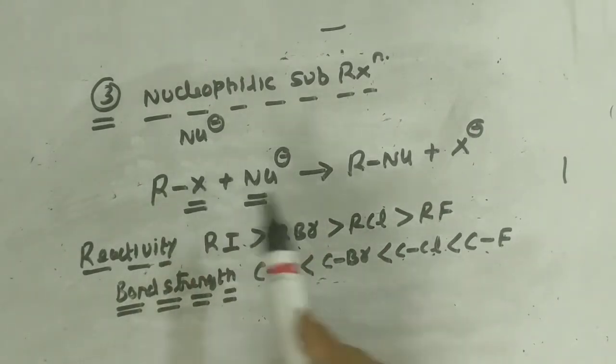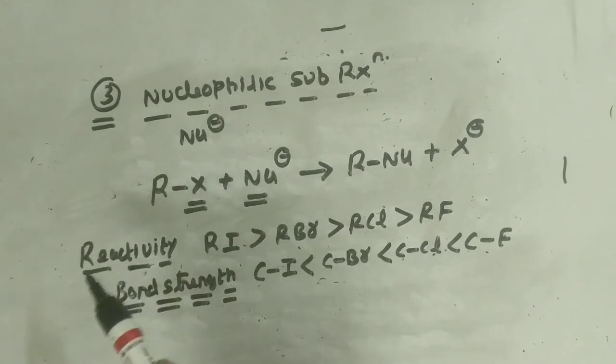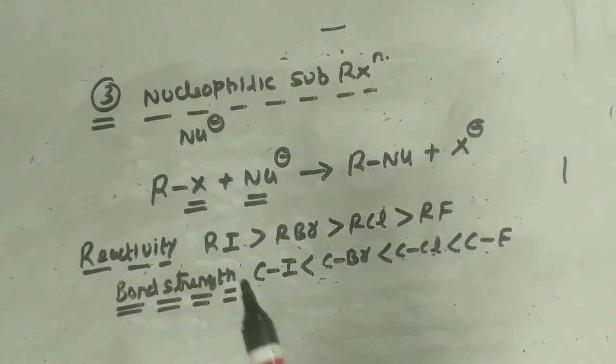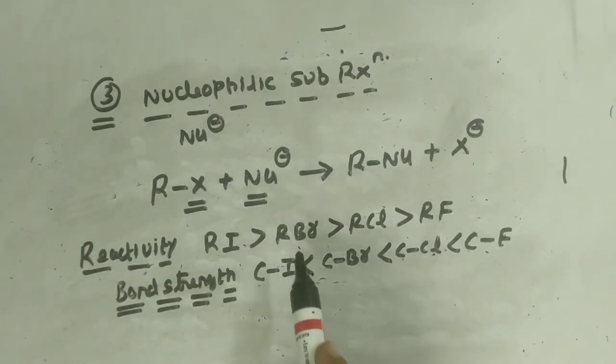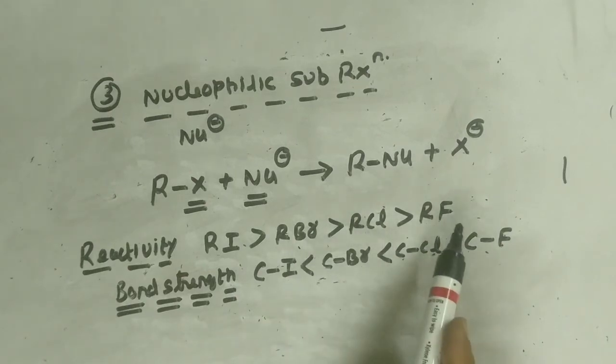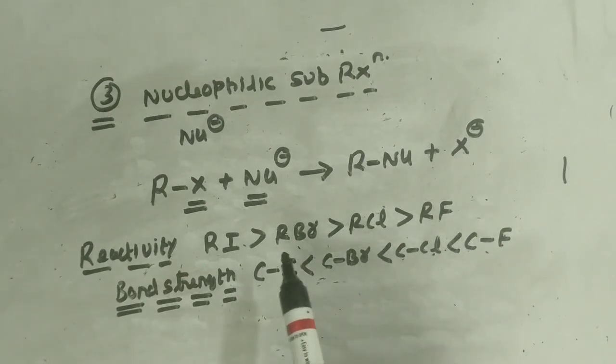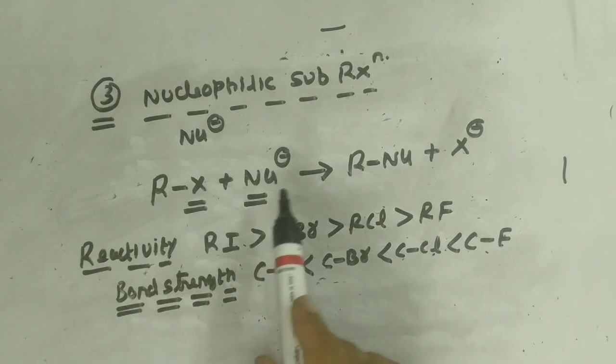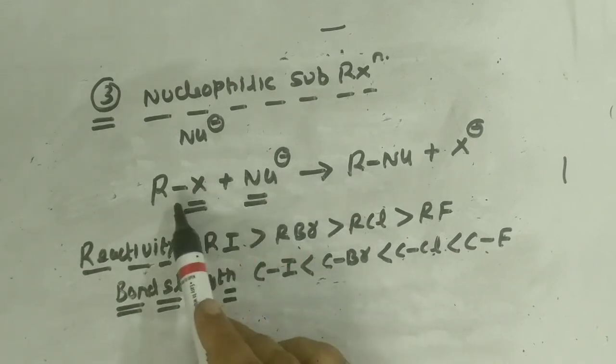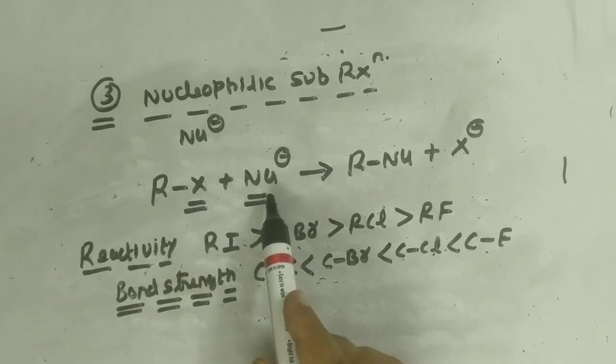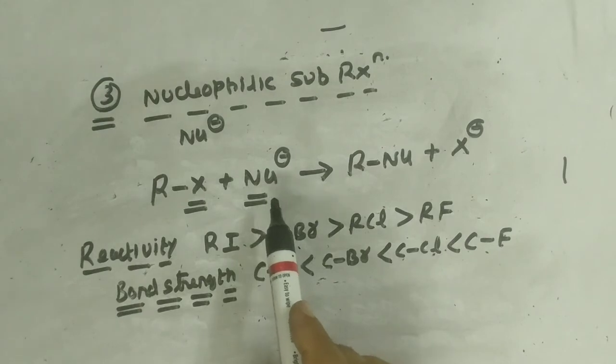take place. So in any nucleophilic substitution reaction, remember, iodides will be more reactive, then bromide, then chloride, then fluoride. And in this nucleophilic substitution reaction, what is going to happen? Halogen will be replaced by nothing but a nucleophile. Halogen is substituted with the help of the nucleophile.